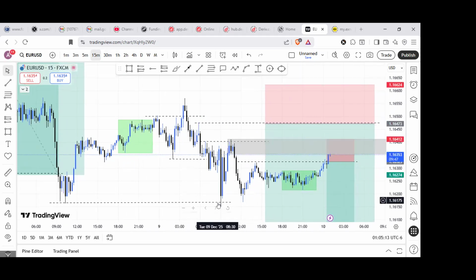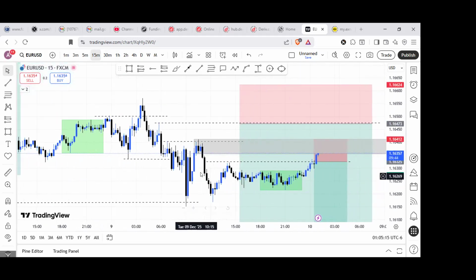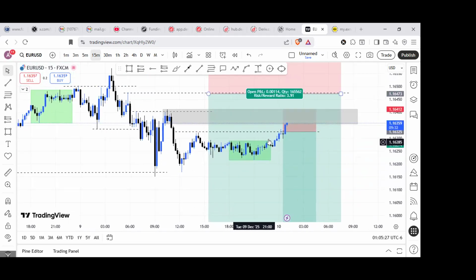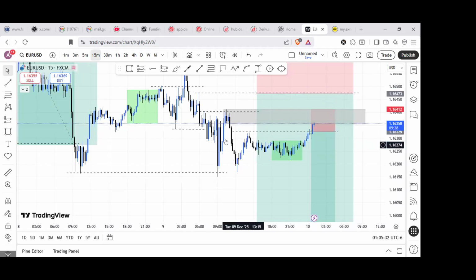So price came, broke this structure here, then came back up. It didn't reach here. It came and took this liquidity here and sold. But the thing is, it sold, but then it didn't break structure to the downside. And then now we have price dancing, playing around. So price is now back here.